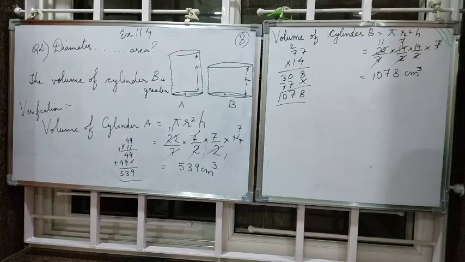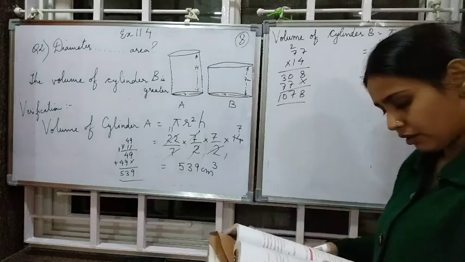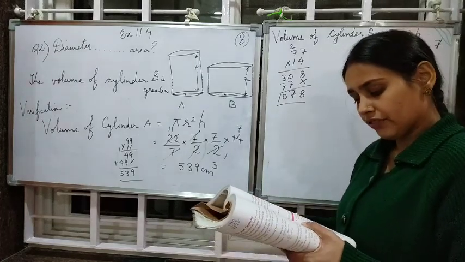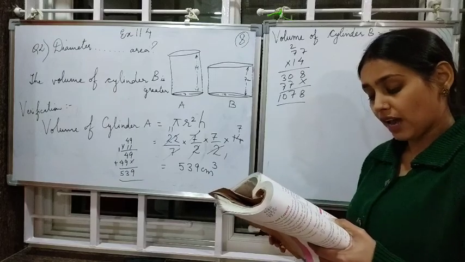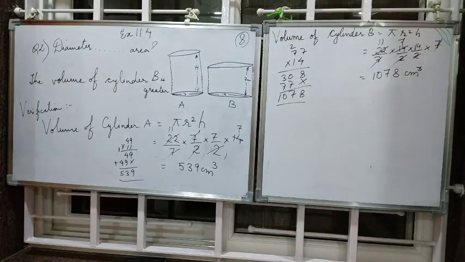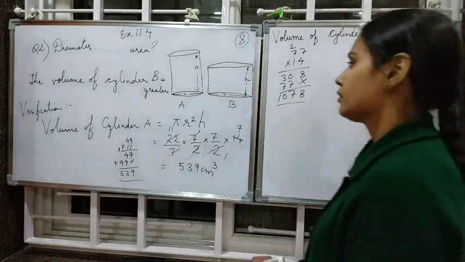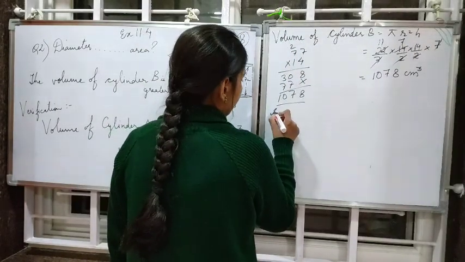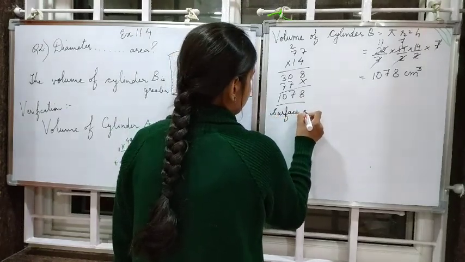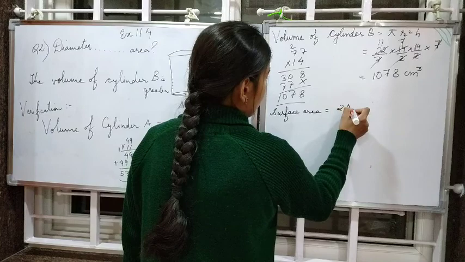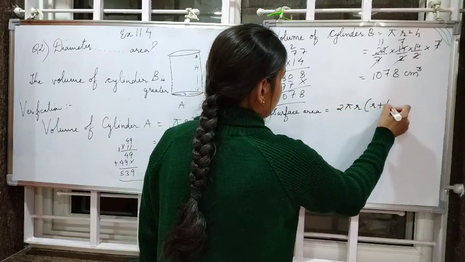Now there is another part of the question. Let me read 1 minute. Yeah, the part of the question says, check whether the cylinder with greater volume also has greater surface area. For that we need to find out the surface area. So let's find out the surface area now. So the surface area is given by two pi r into r plus h.